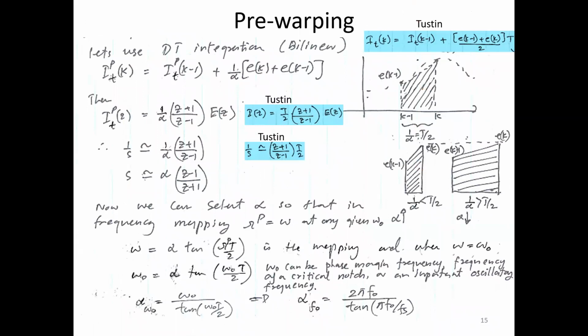So let's look at the mathematics of pre-warping. And over here, I have Tustin again for you to look at it clearly. This is the Tustin approximation in the time domain. And this is the frequency or Z domain. And this is the Tustin based approximation between S and Z.